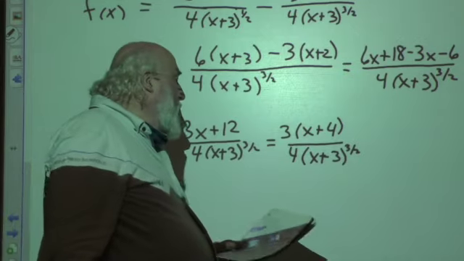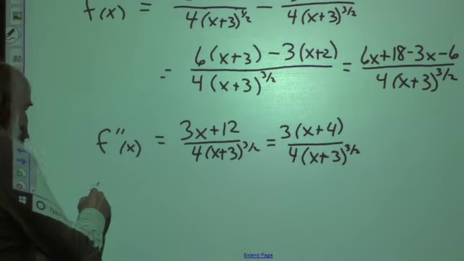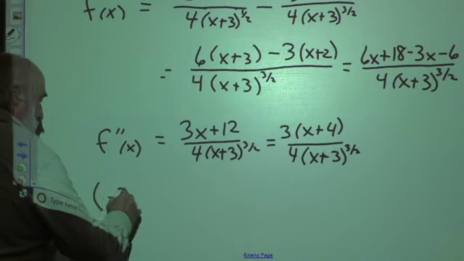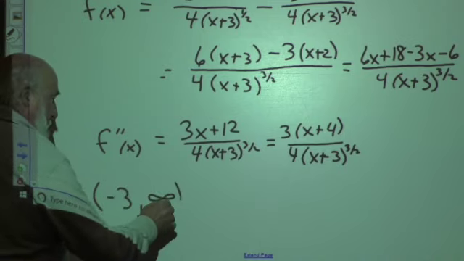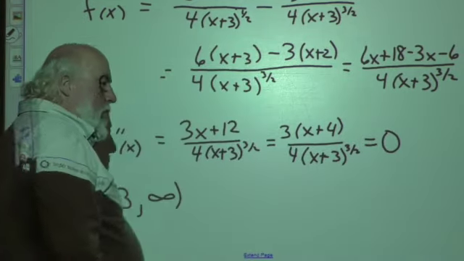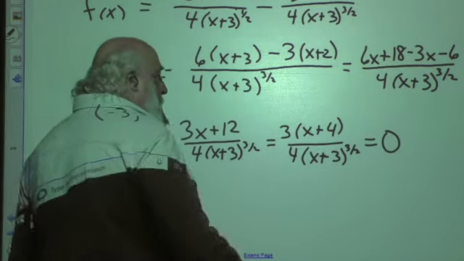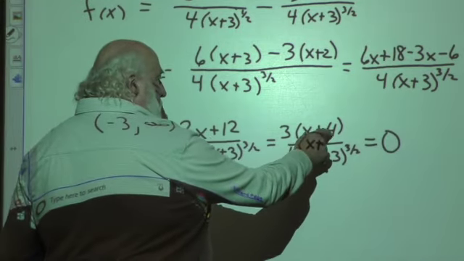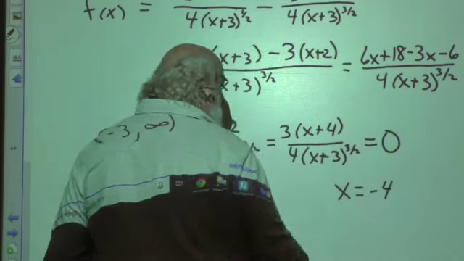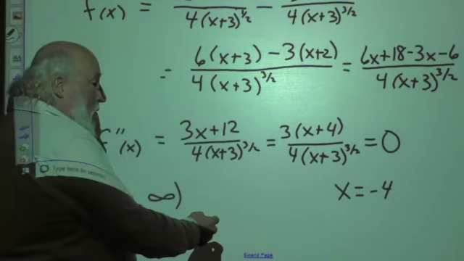Okay? And I'm going to re-put this right here, since our entire interval for this graph is negative 3 through positive infinity, and we're going to set this equal to 0. That means then that the value of x in the numerator is going to be negative 4. But it can't be, because the lowest number you can have is negative 3, so that's about worthless.